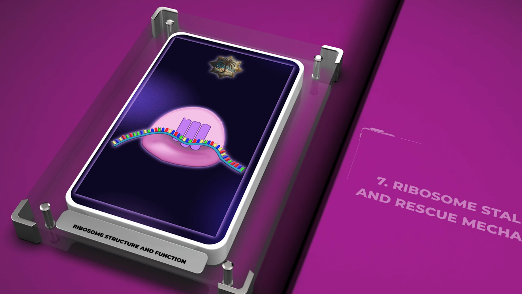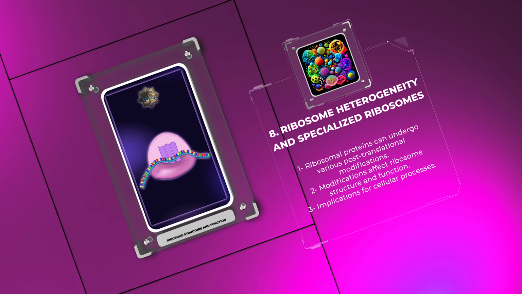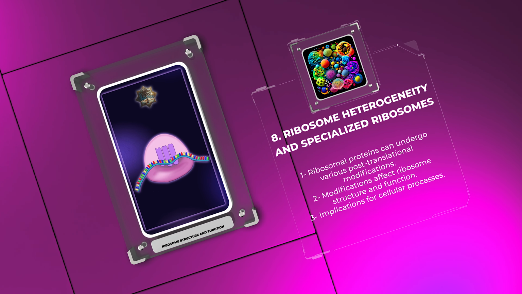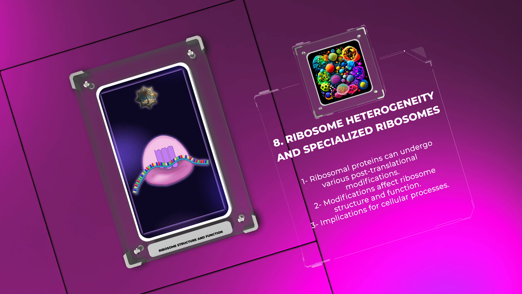In this section, we will explore the various post-translational modifications that ribosomal proteins can undergo, how these modifications affect ribosome structure and function, and the potential implications for cellular processes. In summary, ribosomal proteins undergo various post-translational modifications that regulate ribosome function. Phosphorylation, ubiquitination, acetylation, methylation, and sumoylation are key modifications that impact ribosome assembly, translation, and protein interactions. These modifications provide insights into ribosome regulation and cellular signaling.